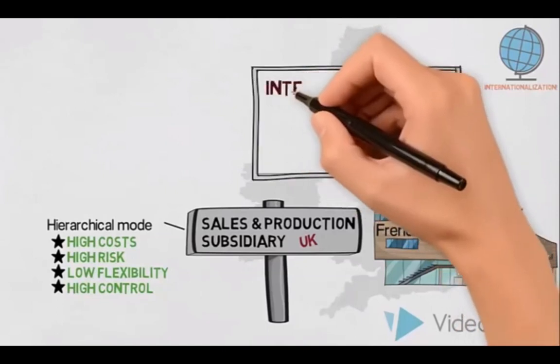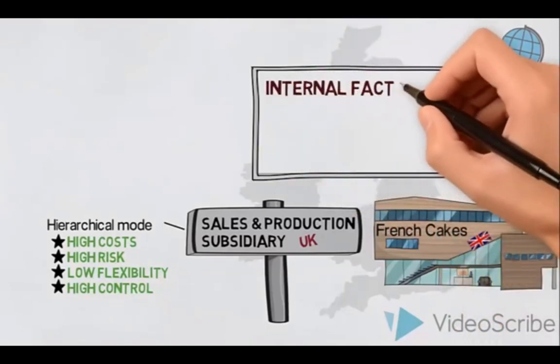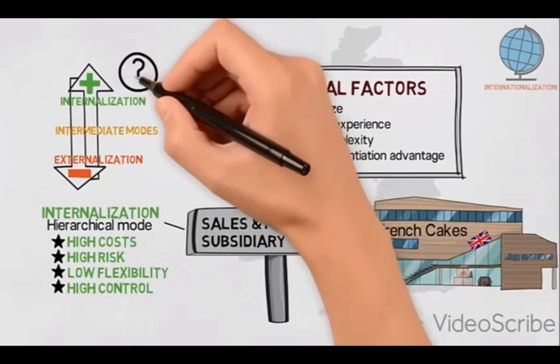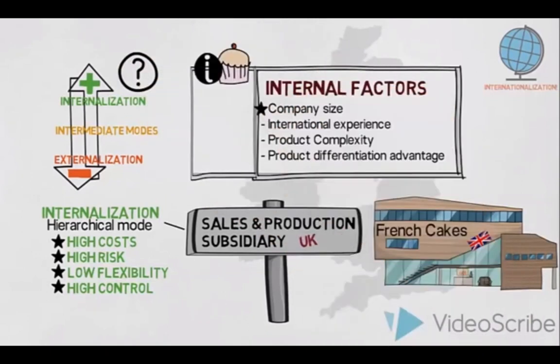Let us address the first set of factors, the internal factors. Let us use this visual as we evaluate French cake's internal factors, and let us see if this will indicate a move towards internalization, as French cakes are considering. French cakes is a small company. Their resource availability is low, and therefore a large investment would be risky.